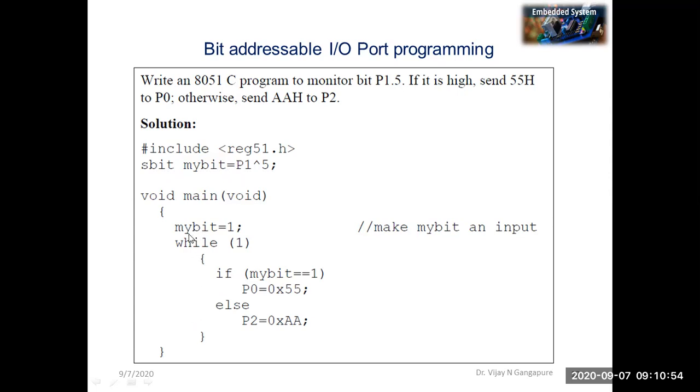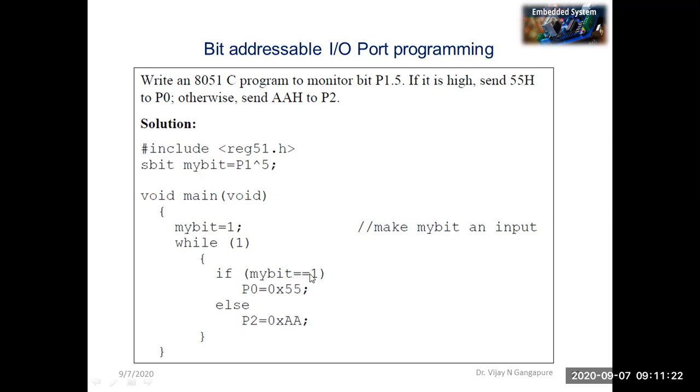Inside this main function, first mybit = 1, which means I am configuring mybit, that is pin number 5 of port 1, as input. While(1) means this is an infinite while loop, so whatever statements are in the loop will be executed continuously. Here, if mybit == 1, this is a relational equal to operator.